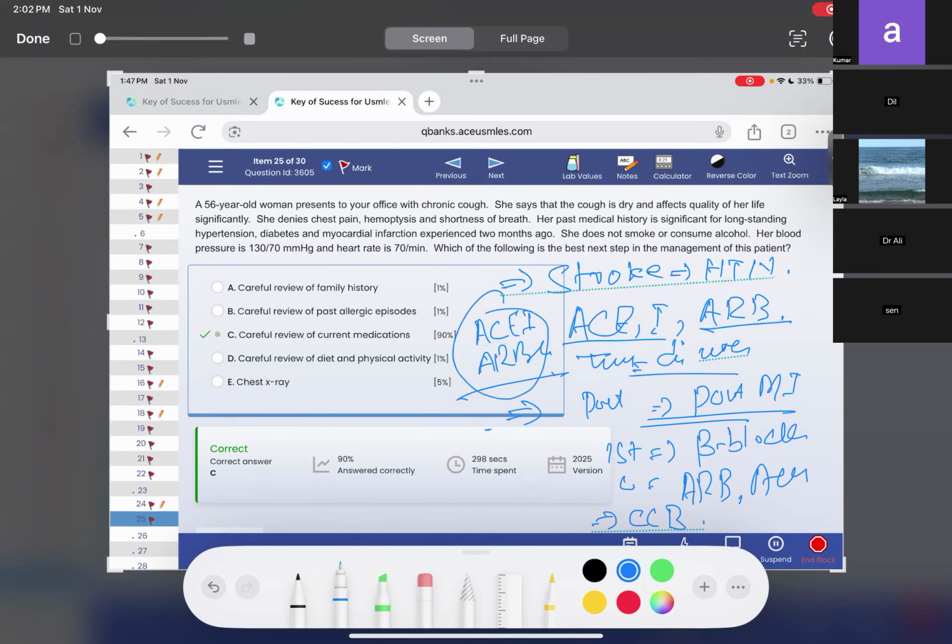Clear? Yes, sir, clear. Clear with every medication: essential hypertension, diabetes mellitus, stroke, reduced ejection fraction, post MI. These are the medications that we usually give the patient with some of these complications. Based on the complication, we will prescribe their medications. Anyone with another question?